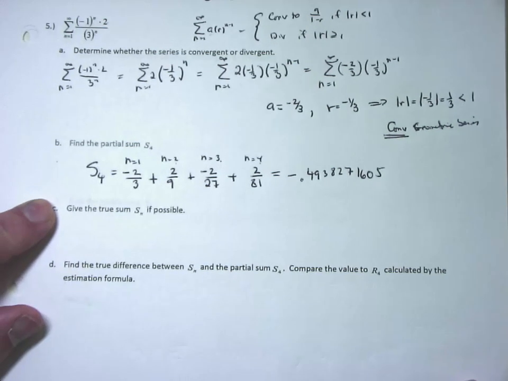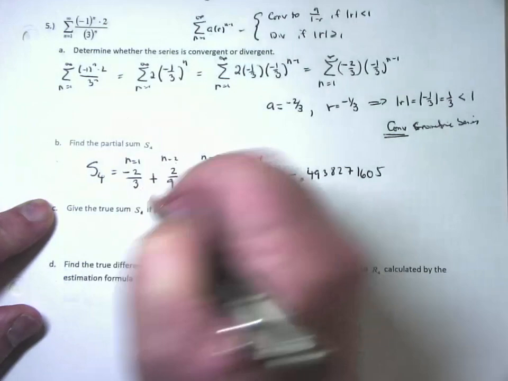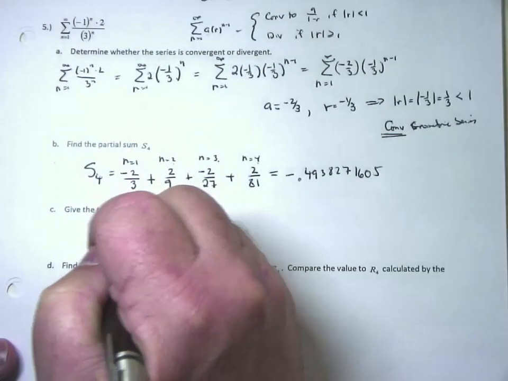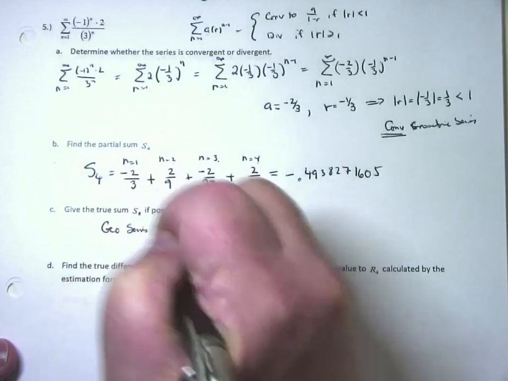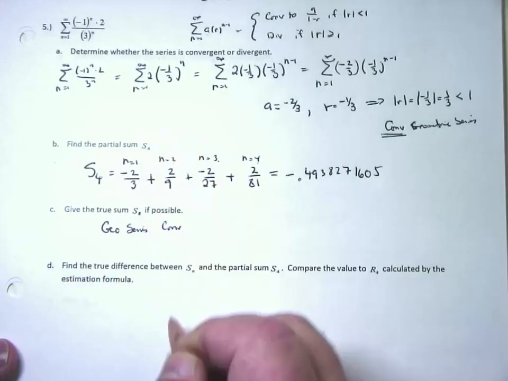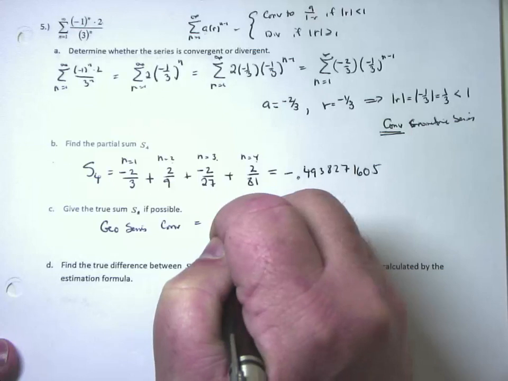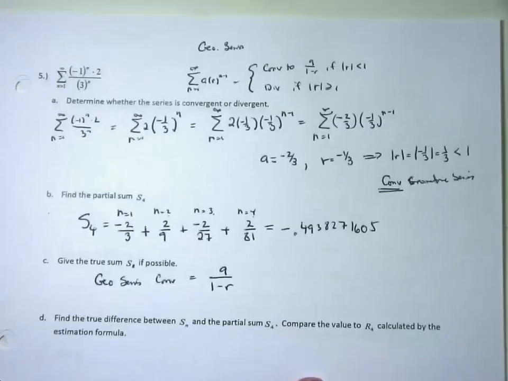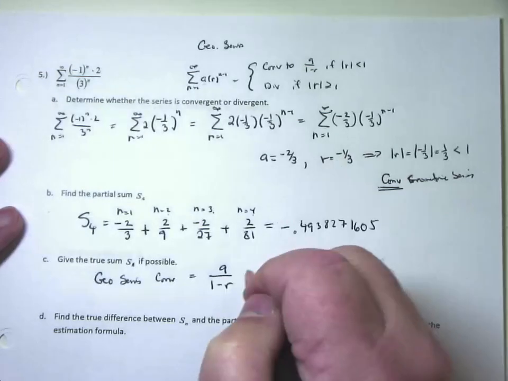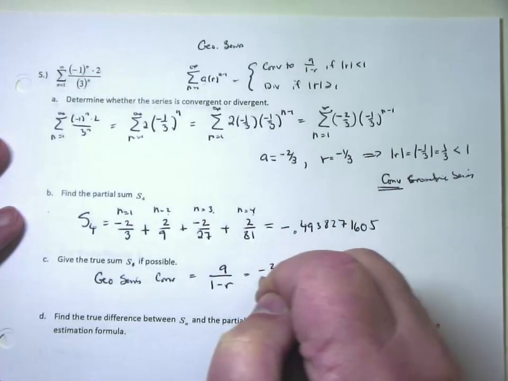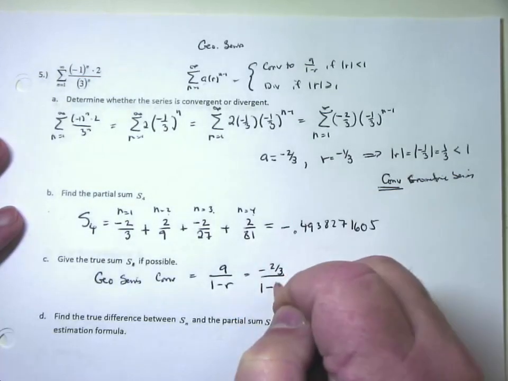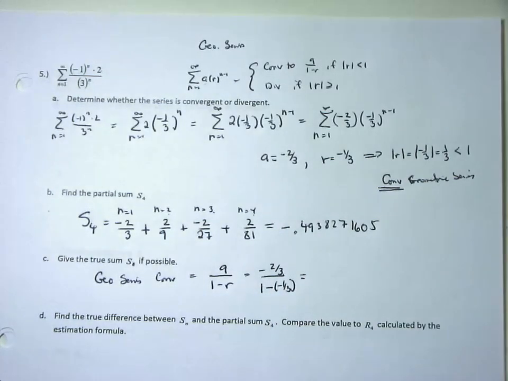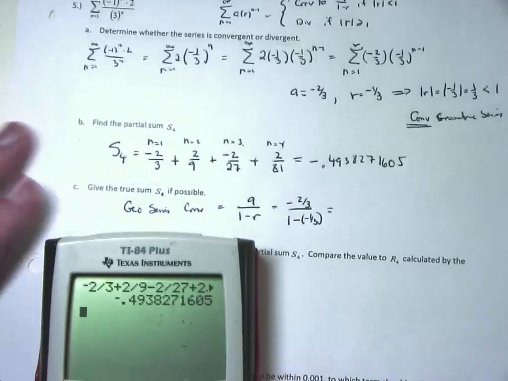Now give the true sum, and it's supposed to be an S there, if possible. Can you tell me what the true sum of this thing is? Because it's a geometric series that converges, it is going to converge to the form A over 1 minus R. What was A in this problem? Look back: A was equal to negative 2/3, and R is negative 1/3.